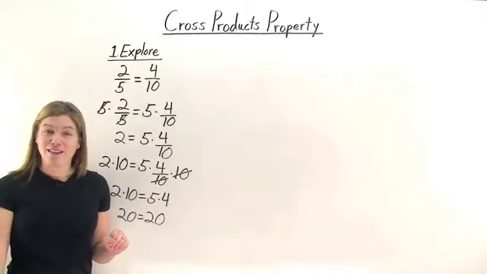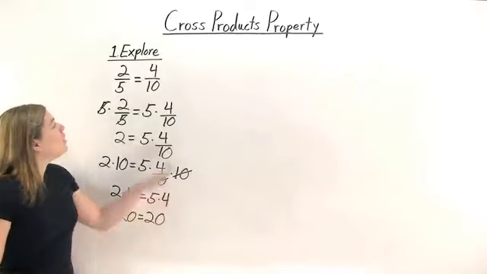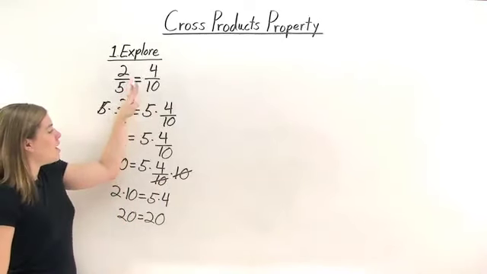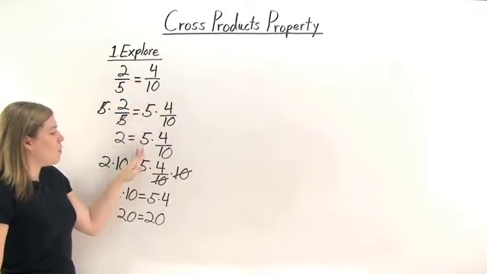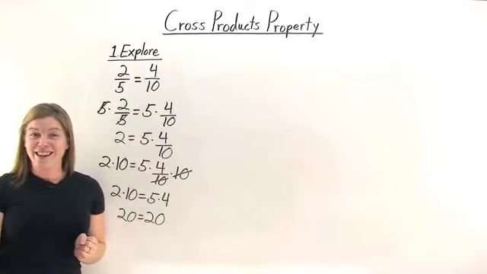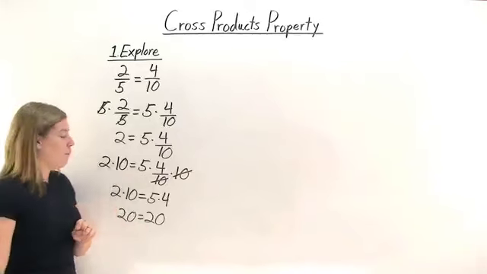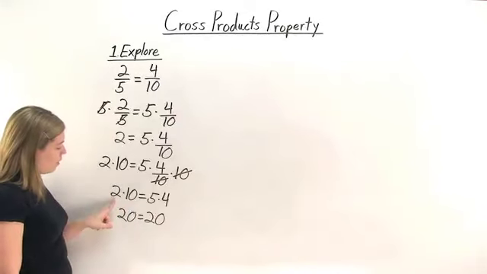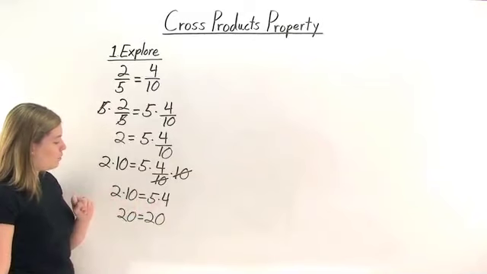true statement. Now that makes sense if we think about it. We started with a true statement, and using the multiplication property of equality, we kept a true statement all the way down to here. Neat. Now let's take a closer look at this problem. Check out this line. Here we have 2 times 10 equals 5 times 4.